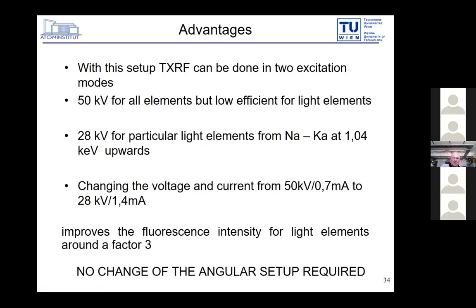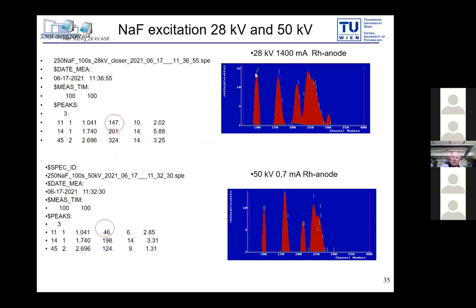So you see in the first slide, this is sodium with 28 excitation, and you see the result. We have a short measurement. We get 147 counts, whereas with the high power, high voltage 50, we have one third. So this shows you the factor 3.